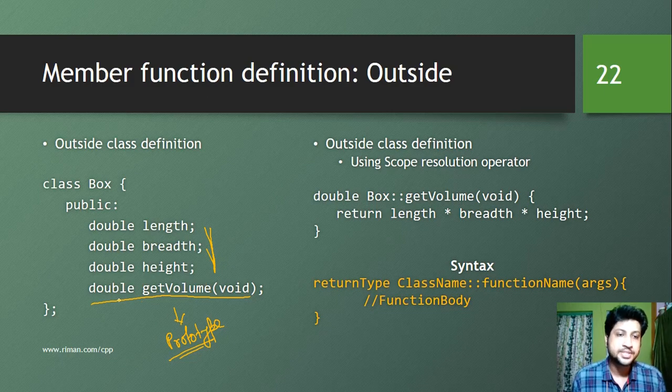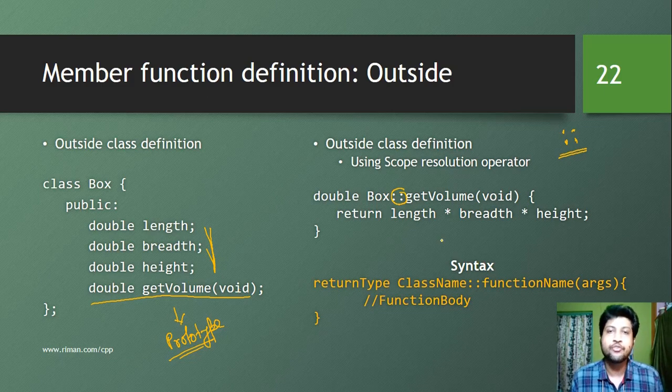Here, as you can see, we have defined the prototype inside the class definition, and outside we have to use an operator called the scope resolution operator. It looks like this: two colons one after another. This is our scope resolution operator. Using this operator, we can define a member function outside the class. So what will the syntax be? The syntax will be the same: this is the return type, this is the function name, and this is the argument list.